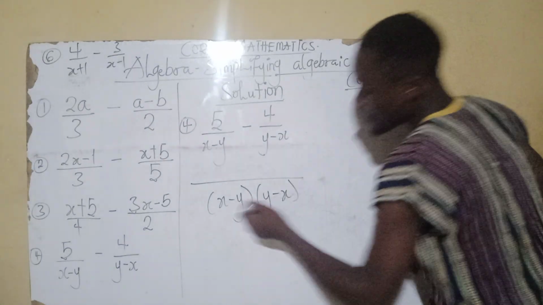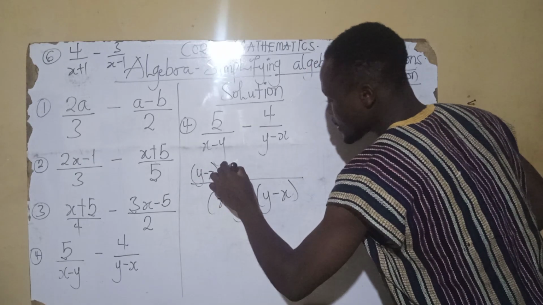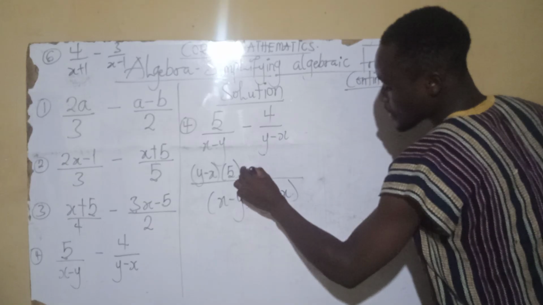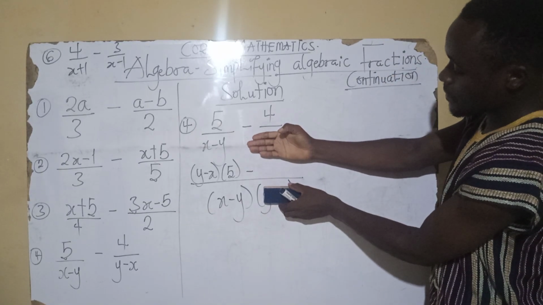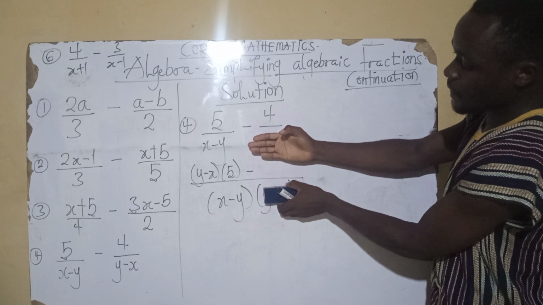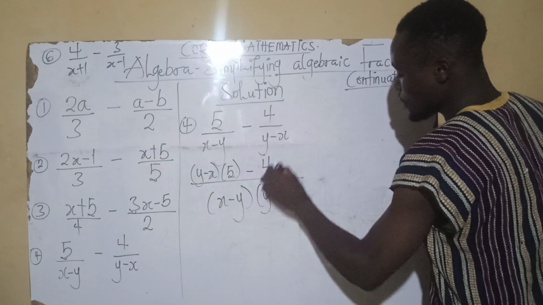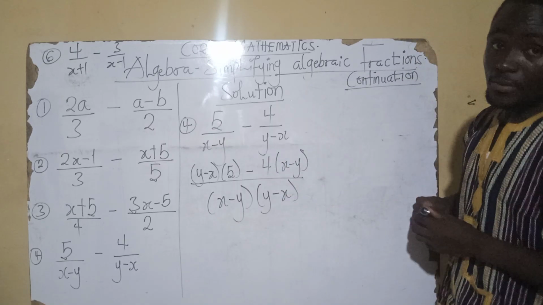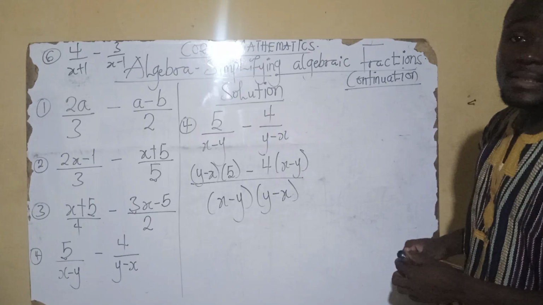So I'm going to get what? y minus x in the bracket, 5. Minus this one also comes and covers this, leaving behind this one over there. So this, I'm going to multiply that. So I have 4 times x minus y. Okay, so I believe you are following the process. Very good. So now we can expand.